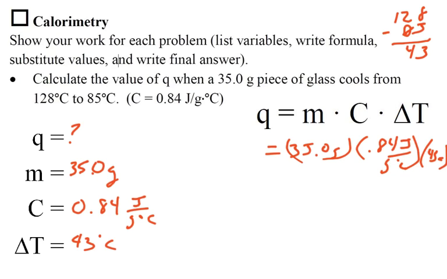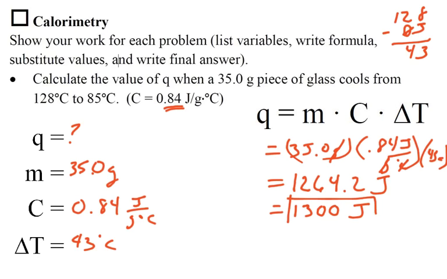I'm too close to the edge. And I'm going to get my calculator. Okay, from my calculator I get 1264.2 joules because grams drops out, degrees drops out. But this is only really good to two significant figures, so I'm going to round that off to 1300 joules. So that's the value of Q when it cools.